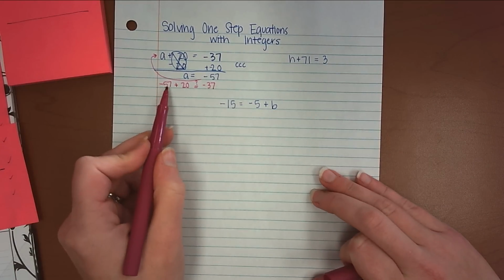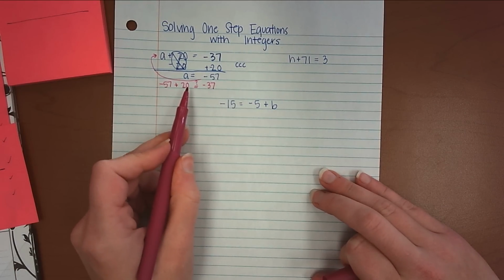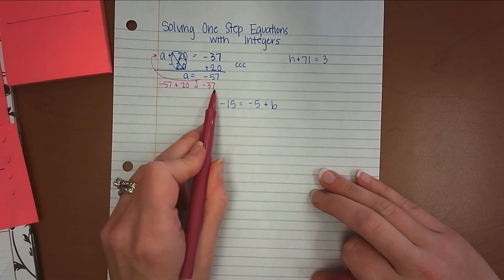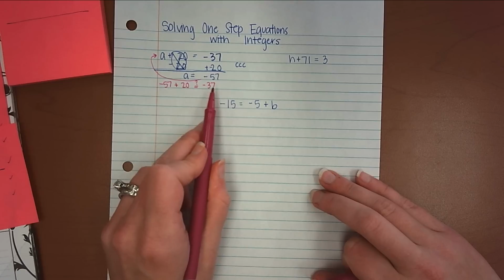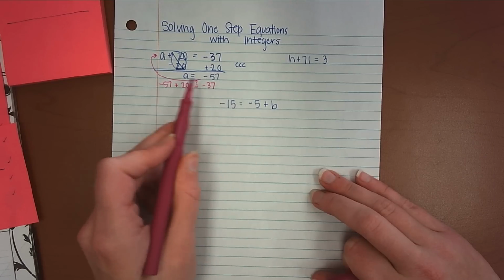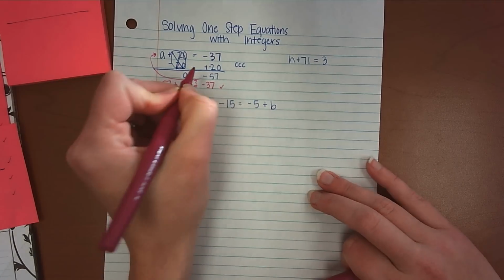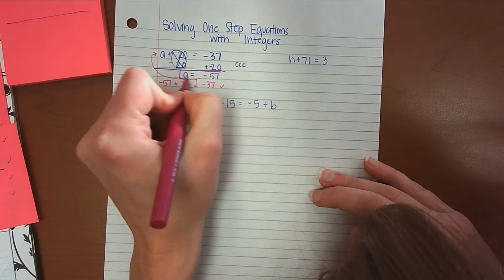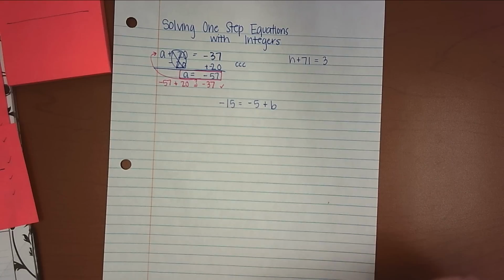Well, we know that different signs, when we add, we subtract. 57 minus 20 is 37. And we keep the sign with the greater absolute value, which is negative. And so my answer checks and makes sense. A is equal to negative 57.